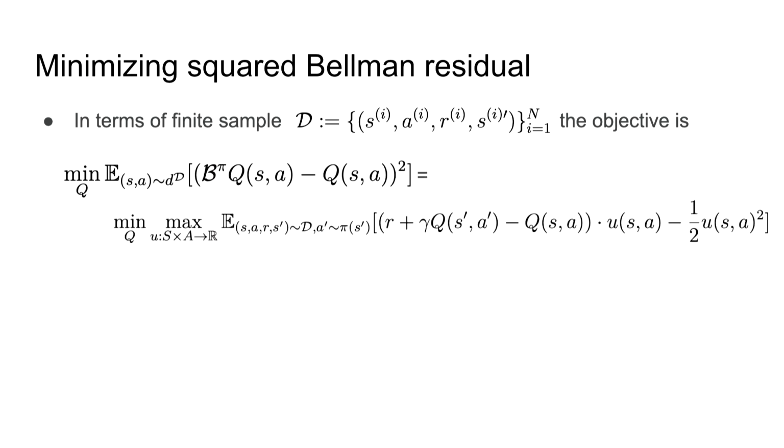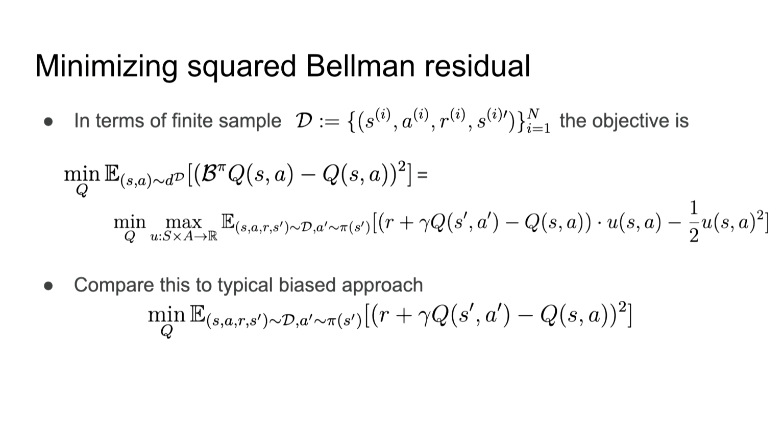OK, so in terms of a finite sample, this is what you have. Before, I was minimizing q to optimize these square Bellman residuals. Now, I'm minimizing q, but then I have an inner optimization over u of a single sample Bellman residual times u minus a half u squared. And we can compare this to the typical biased approach, which says, OK, I'll take a single sample from the Bellman residual, but then I'll just square that and call that my objective.